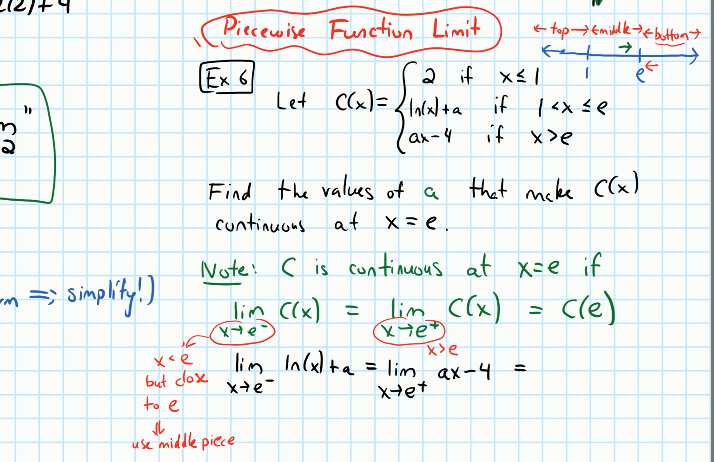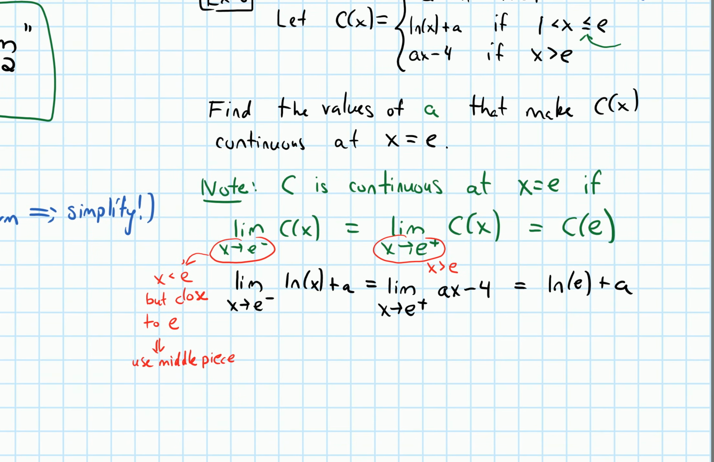And then finally, this also needs to be equal to what we get when we just plug e into our function. The piece where I get to plug e in is this one, because I have an equal sign where the e is. So the middle piece again. If I just plug e in, we get ln of e plus a. Now we've simplified it a little bit. I know what piece to use for each of these limits.